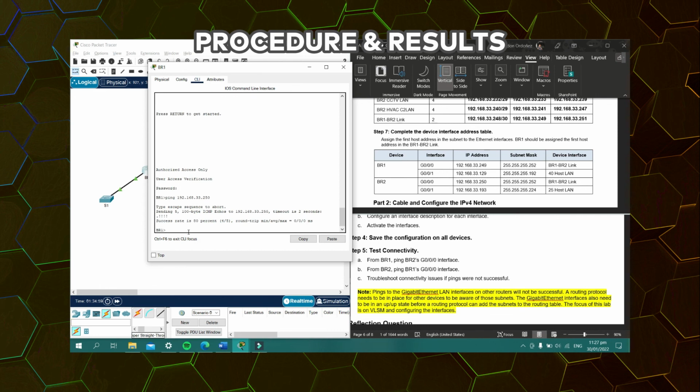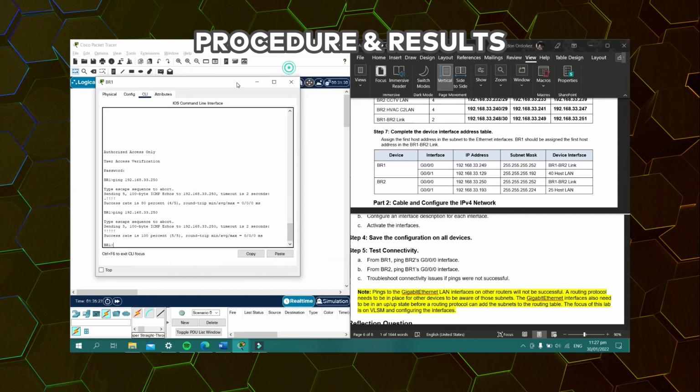So the success rate is 80%. So we will try again. Ping 192.168.33.250. So now the success rate is 100%, meaning there are no wasted packets that were sent through the ping.